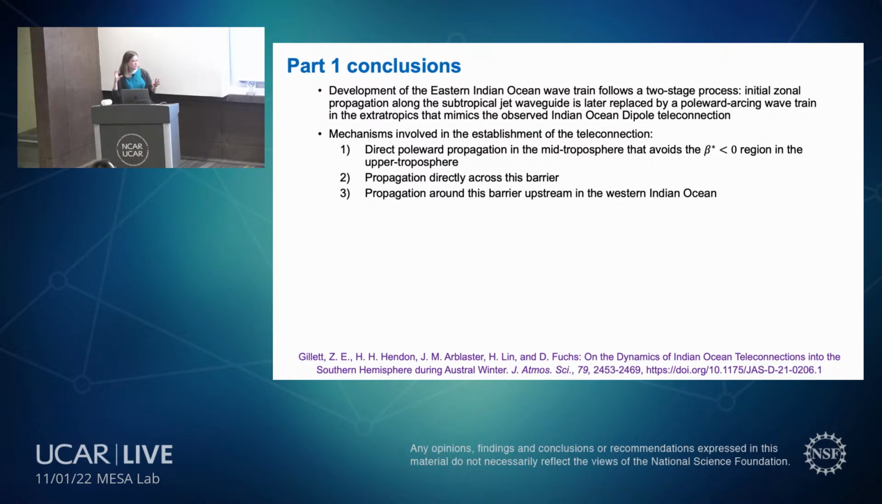So first, this burrowing mechanism, and this is the first time that this mechanism has been shown, where we have this direct propagation below this barrier, where beta star, the meridional gradient of absolute vorticity, becomes negative. And then we also find evidence of direct propagation across and around this barrier from the Western Indian Ocean.